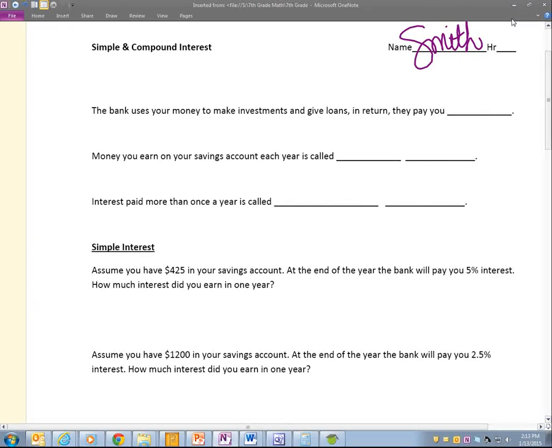We talked about interest. Now, for some reason, the pages that we made these notes off of confuse a little bit of what simple and compound interest is. I'll explain it to you, and we will write it down on this one. So, as we talked about yesterday in the assembly, the bank uses your money to make investments and give loans. In return, they pay you what? Interest. They pay you interest.